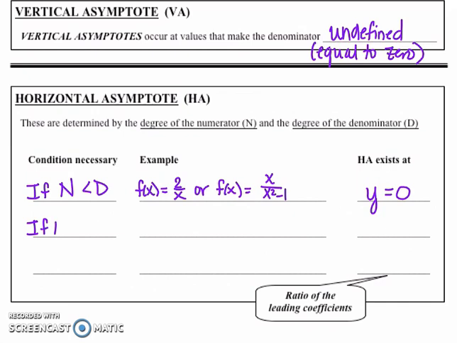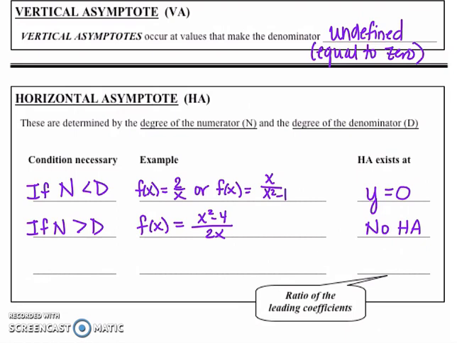What if the degree of our numerator is greater than the degree of our denominator? For example, what if we had f of x equals x squared minus 4 over 2x? So the degree upstairs is 2, the degree downstairs is 1. We are going to have no horizontal asymptote in this situation.